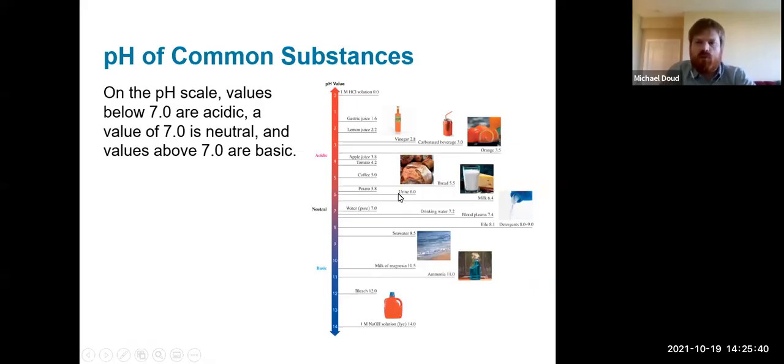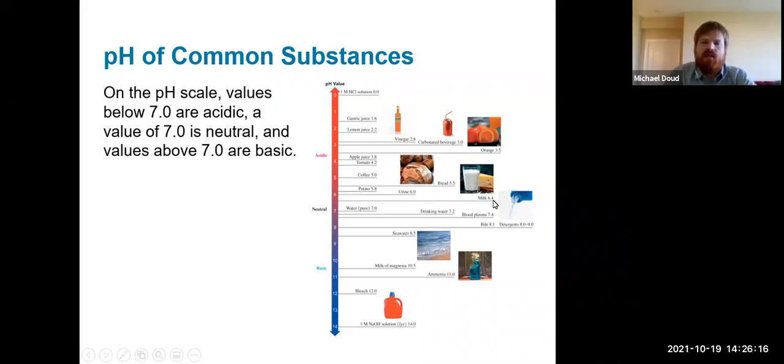So, sorry, I know this chart is really hard to read here, but just to give you an idea of what the pH values are for some common substances. Neutral water, water that's pure, so not from the tap, is 7.0 pH, so exactly neutral. So this would be, for example, distilled water or water that's been purified by reverse osmosis. Drinking water that comes from the tap tends to be slightly basic, so it's at about 7.2.